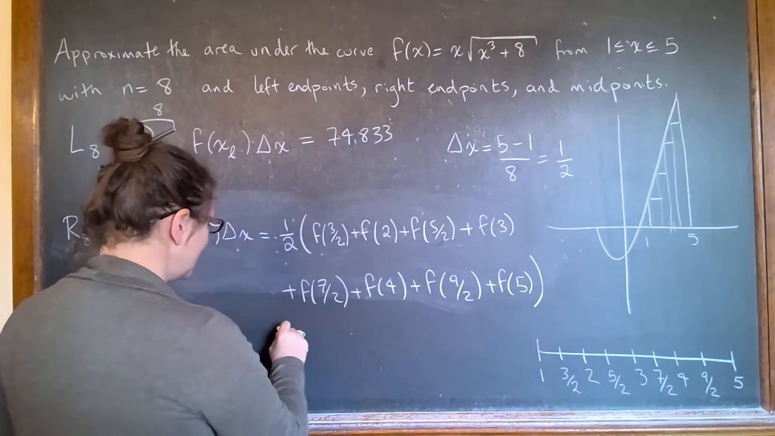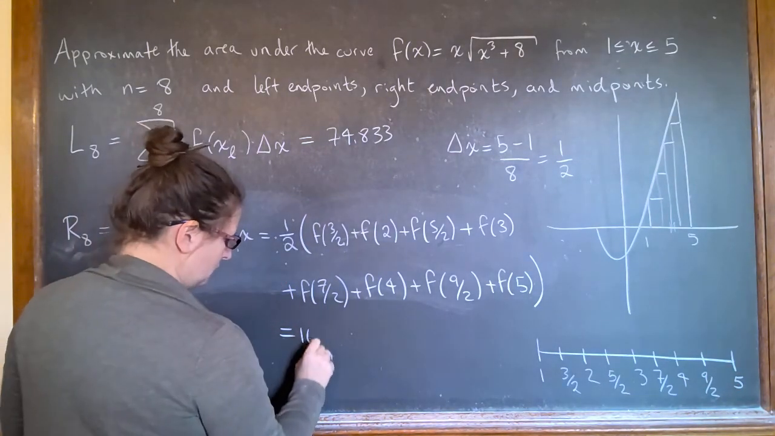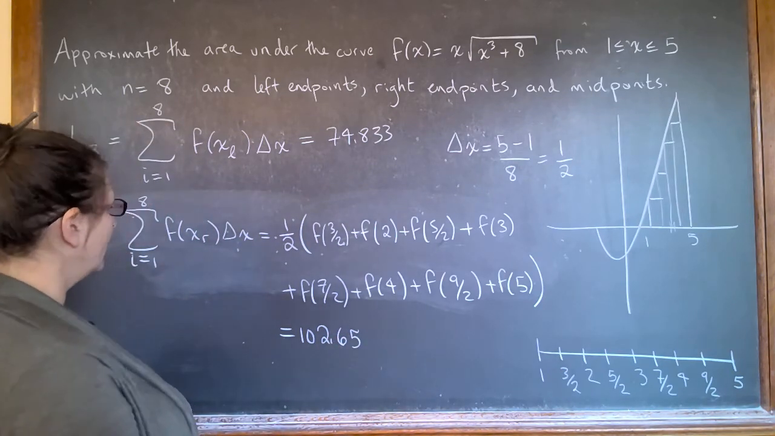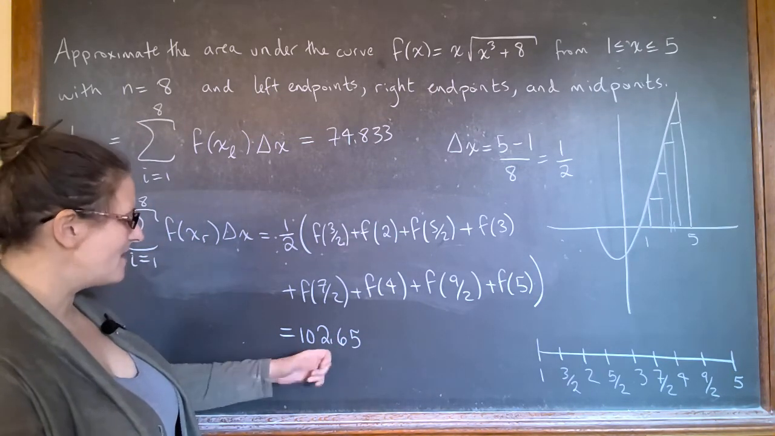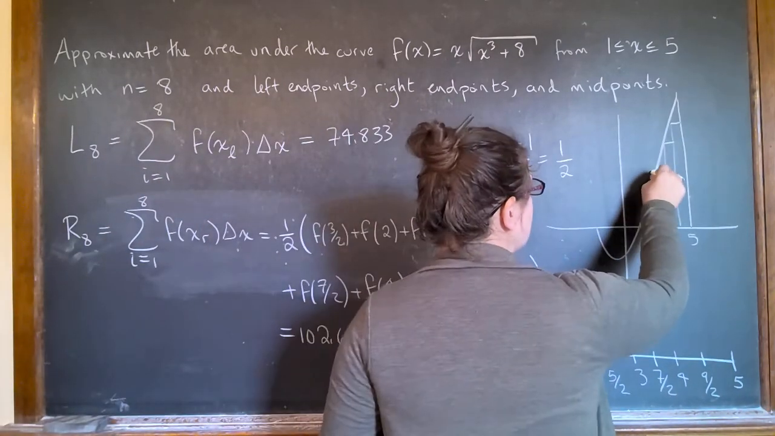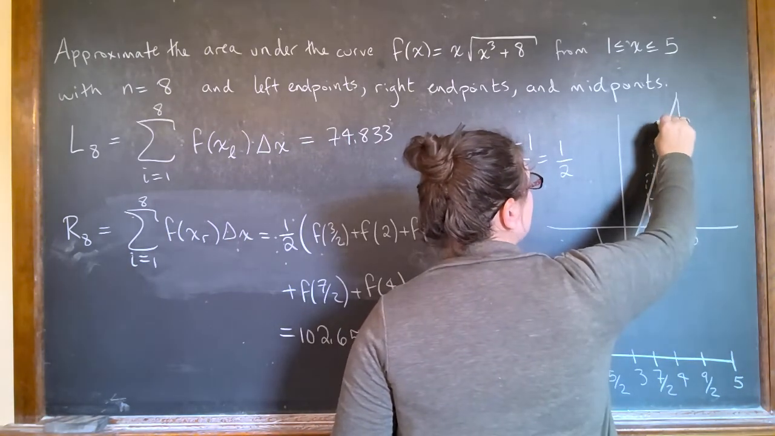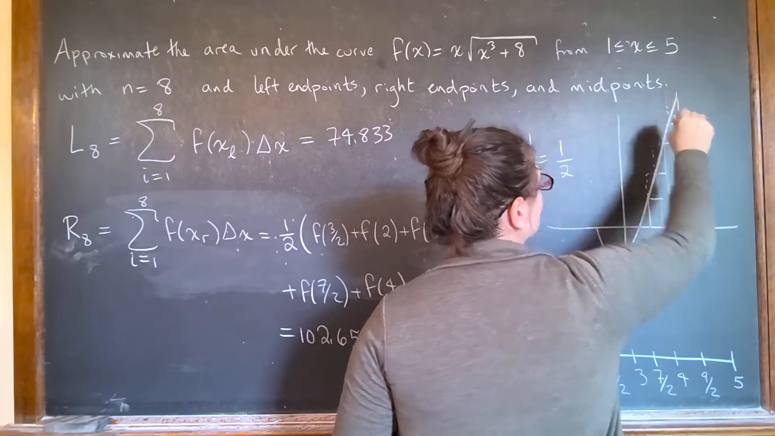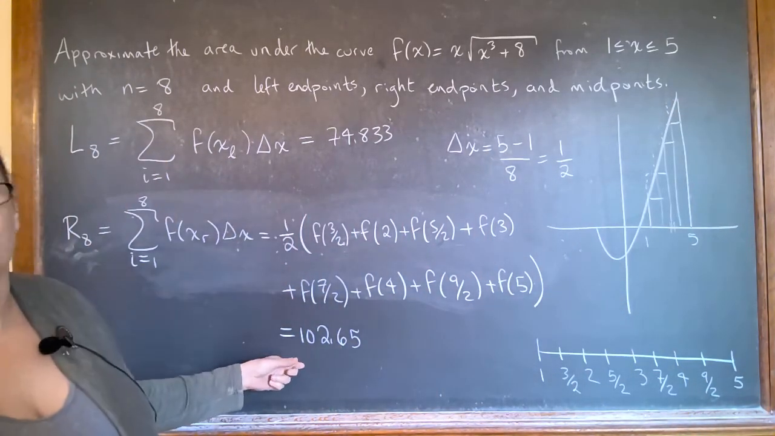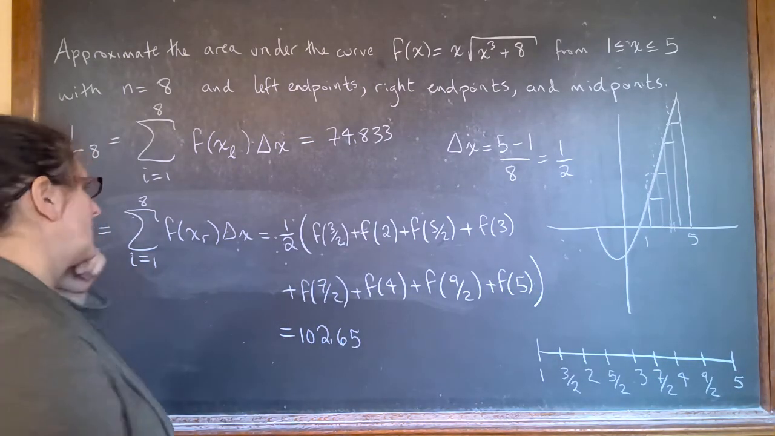And then when you calculate all that out, this is 102.65. Okay? So again, this one is going to be an overshoot, because if I do the right endpoint, you can see it's going to be over. In fact, this one is significantly under, and this one is significantly over, even for the 8 rectangles.